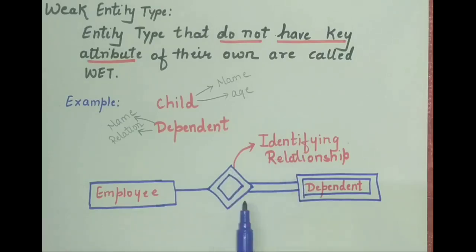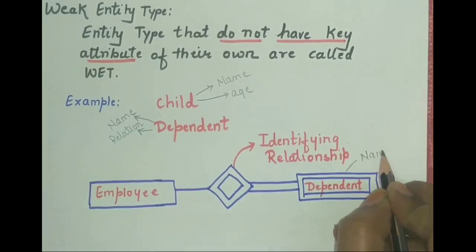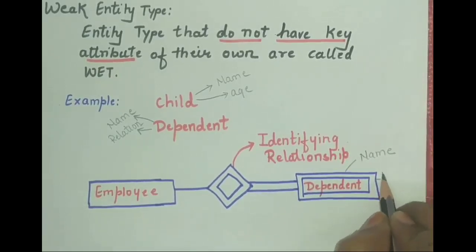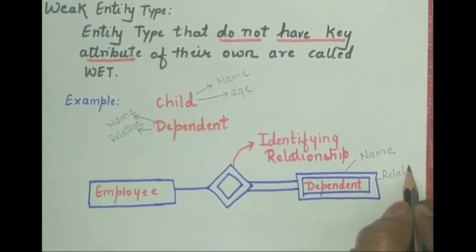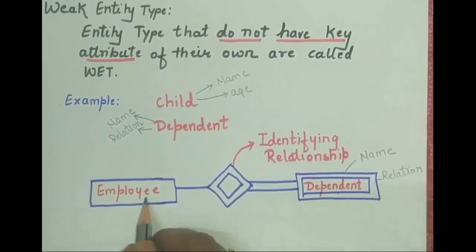Okay, that means what? Here identifying how the dependent is identified. How is the dependent identified? With the help of the employee ID, right? It is not having its own key attribute to identify itself. Like I have said here, it is having an attribute like name, right? It is having an attribute like relation. What is the relation of this particular dependent with the employee, right?